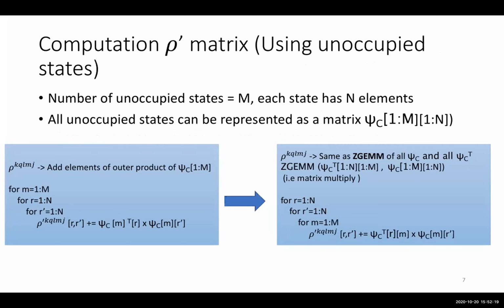The computation of rhobar is the next part of the computation. It's more expensive primarily because of the number of unoccupied states M, which is much greater than the number of occupied states. This is essentially again the sum of outer products of the unoccupied states, and pretty much translates to a ZGEMM call of an M cross N and N cross M matrix of the unoccupied states, represented as rhobar.